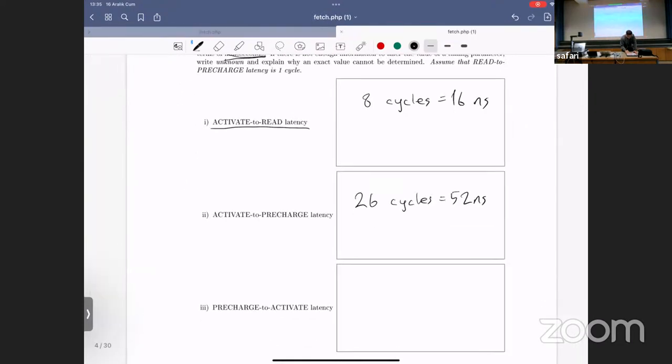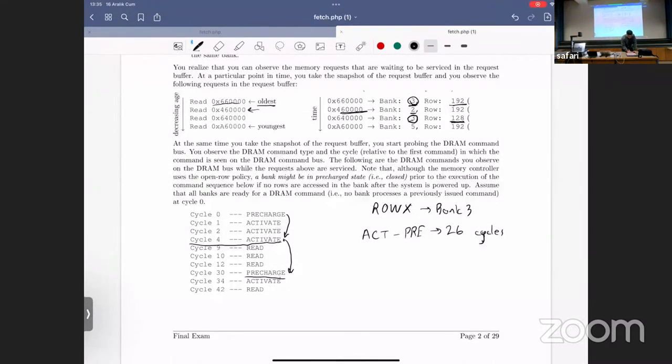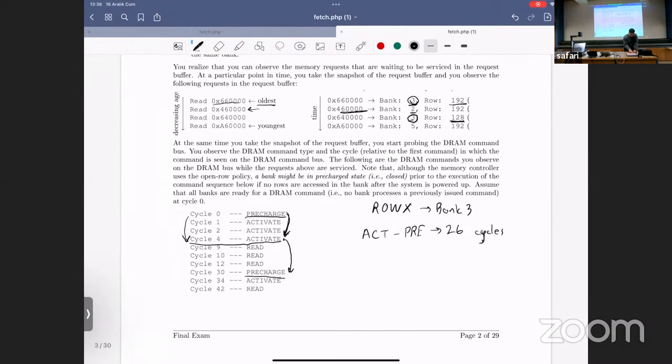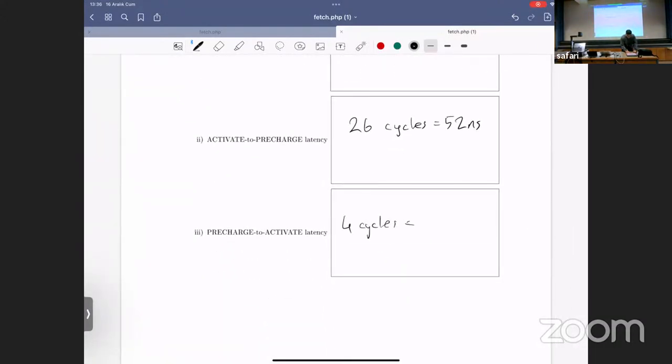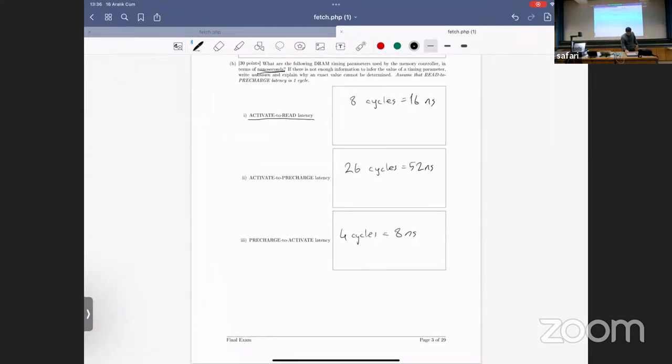And finally, we have precharge to activate. And for that, you can look at these two, the difference between these two commands, and that is 4 cycles because we precharge the first bank. And then, there are two things to look at to understand this. The first one is the difference between these two commands, the precharge at cycle zero and the activate at cycle four. And the difference is 4. And if you look at here, it's the same. We precharged bank three and we opened row 128 in that same bank. And we spent 4 cycles again. So this must be the precharge to activate latency. And 4 cycles is exactly 8 nanoseconds because again, clock period is 2 nanoseconds.